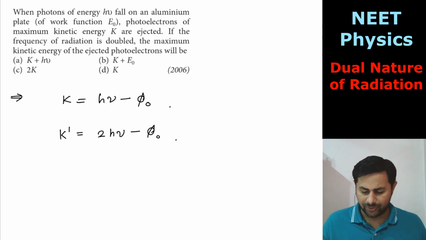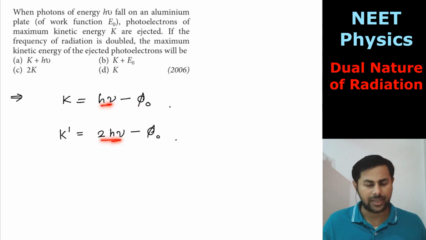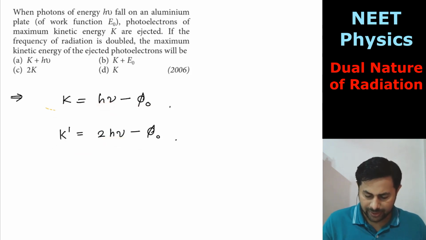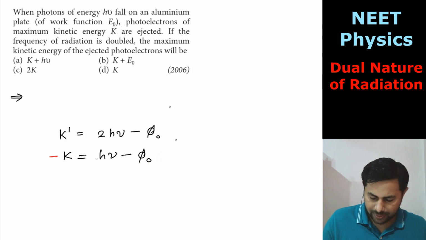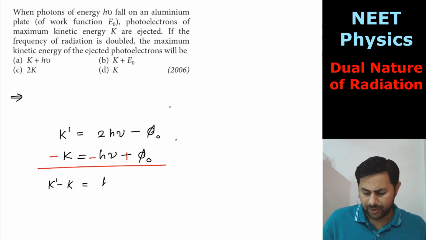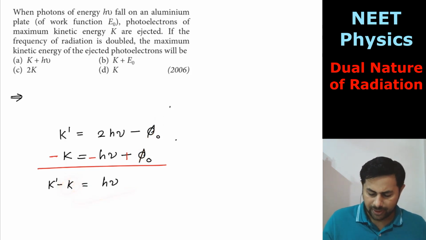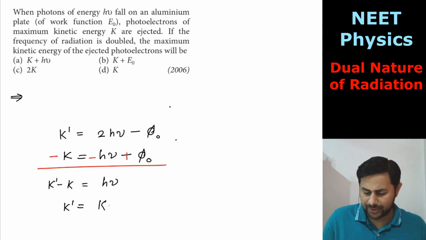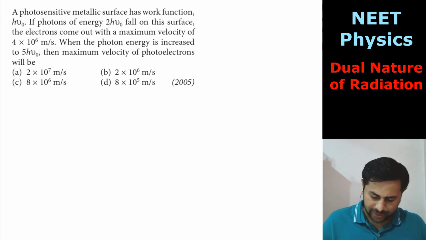So what we can do is we can just subtract the first equation from the second, because this is 2 h nu, this is h nu. So let's take this equation down and subtract it. So this becomes minus minus plus, and therefore you get K prime minus K is equal to h nu, and phi naught and phi naught will get cancelled, so take K on that side and you get the answer. K plus h nu, right? So that is the answer. It's option A. It's very simple, right? Okay, let's see this one.